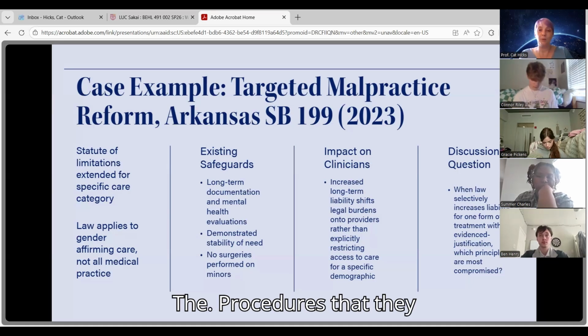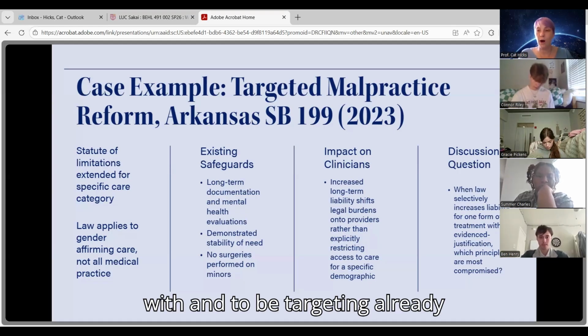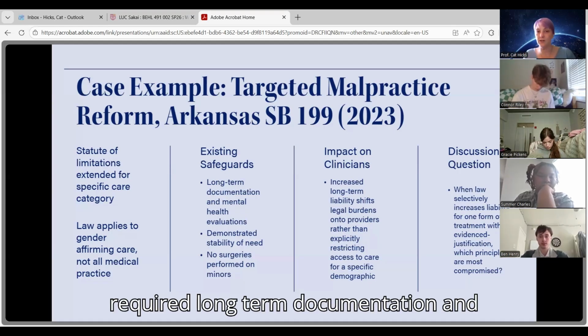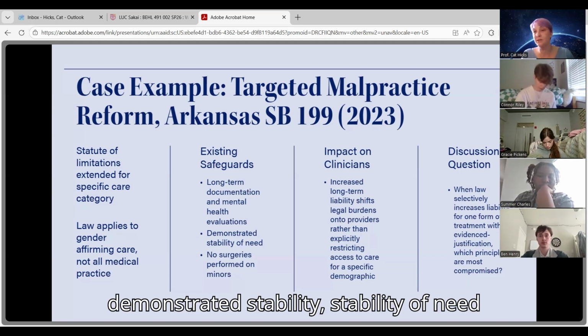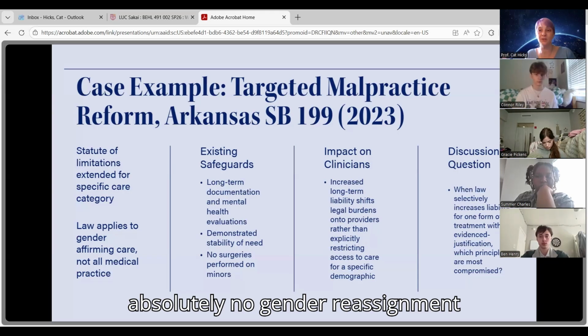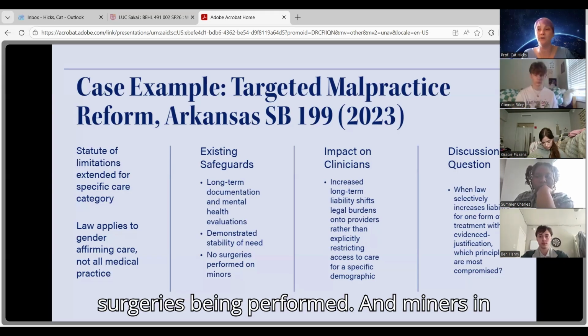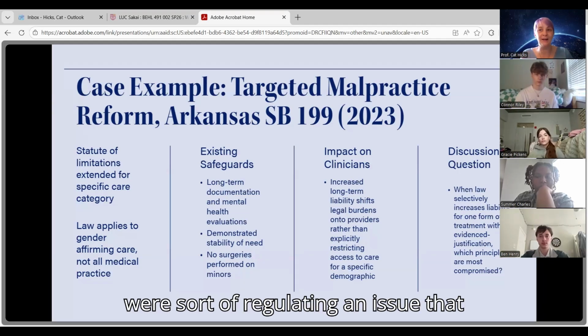The procedures that they were claiming to have an issue with and to be targeting already required long-term documentation and mental health evaluation and a demonstrated stability of need within those patients. And there were absolutely no gender reassignment surgeries being performed on minors in the state of Arkansas anyway. So they were sort of regulating an issue that didn't even exist.